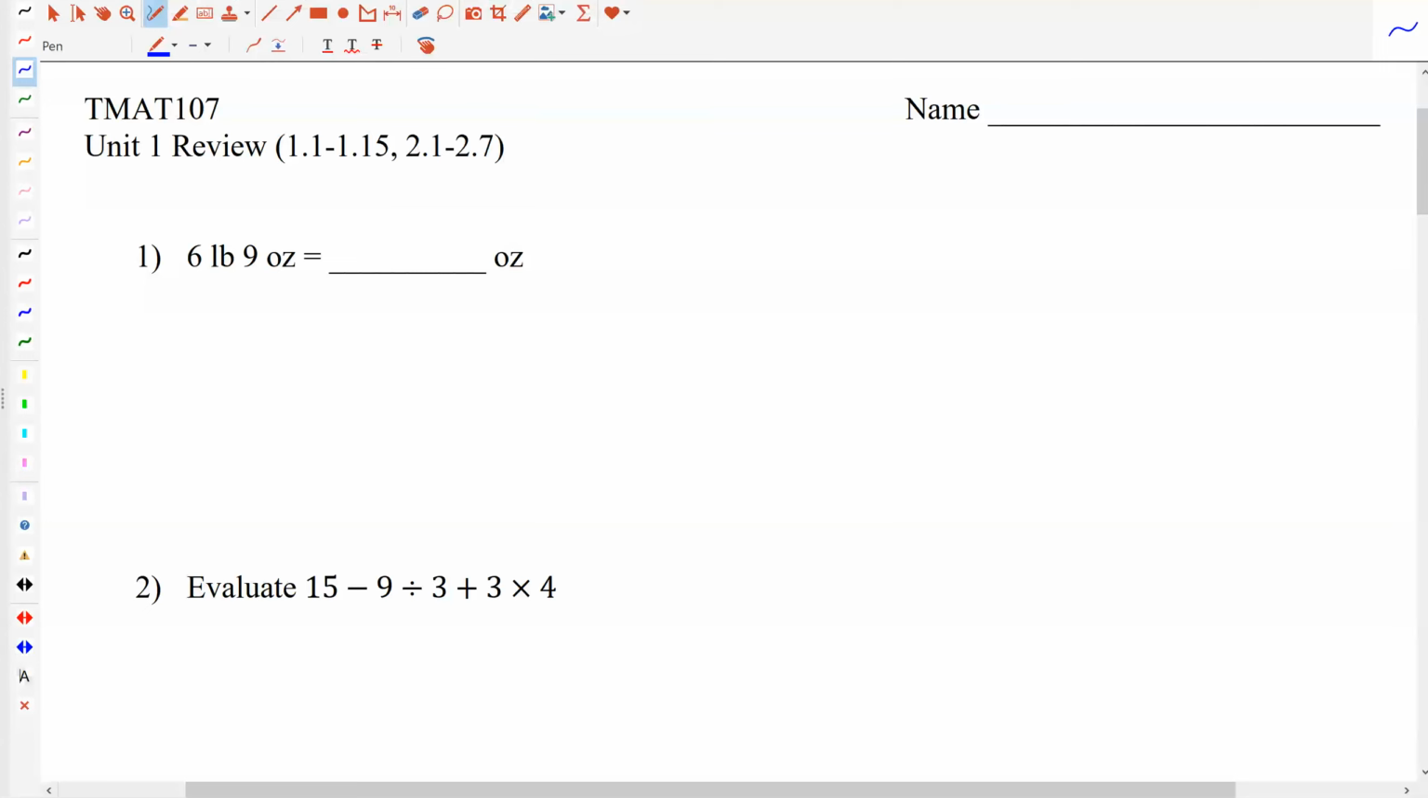Hello and welcome to looking at some of the solutions to review questions from Unit 1 in order to get us ready for the first unit test.